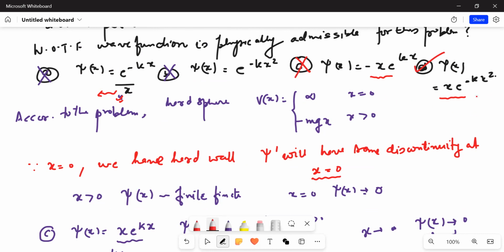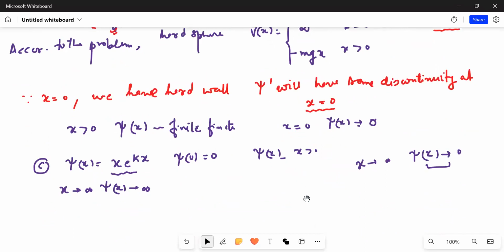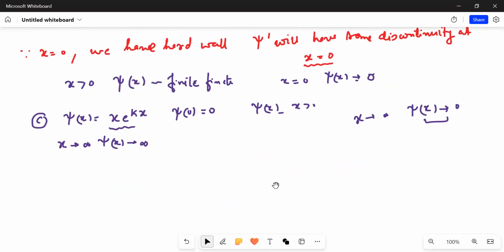I hope it is clear. So you have to select a wave function which is physically admissible. And for physically admissible wave functions, as x tends to infinity, your psi x must tend to 0. So indeed, option number D looks very promising, and would be the correct answer for this question. Okay, so all these things we are going to take in greater detail in the next lecture. Till then, take care. Bye-bye.